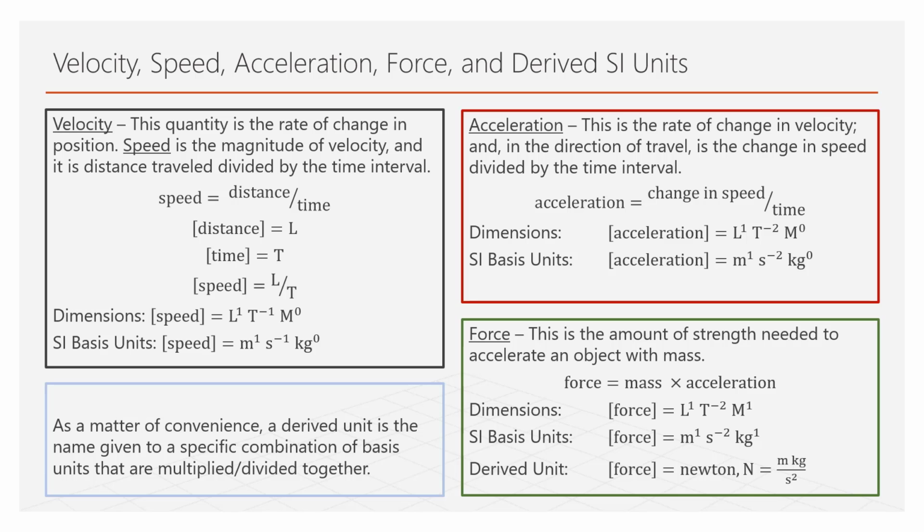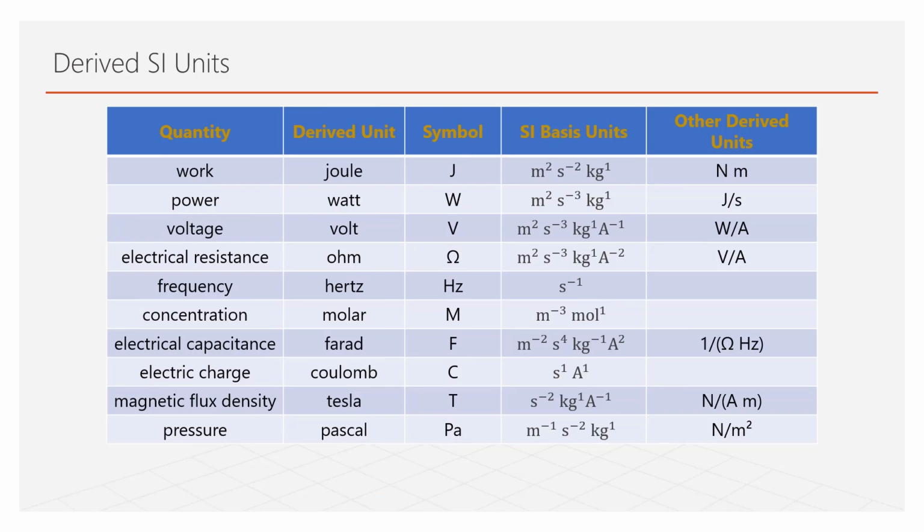As a matter of convenience, a derived unit is the name given to a specific combination of basis units that are multiplied and divided together. In total, there are 22 derived SI units, and a few of them are shown in the table below. The fourth column lists the basis units of the derived unit, and the last column shows how the derived unit can be expressed in other derived units. On the next slide, we will derive the joule and the watt.